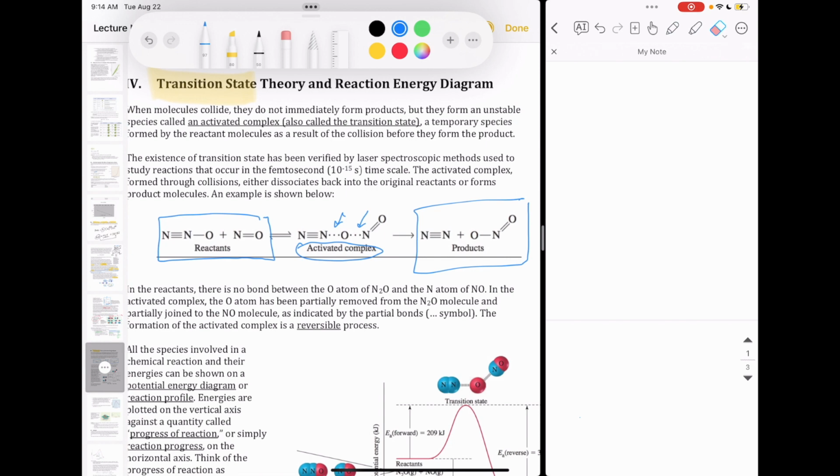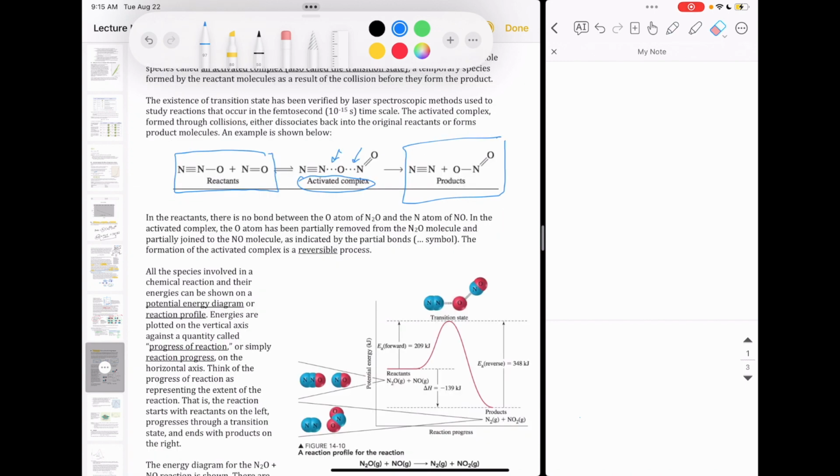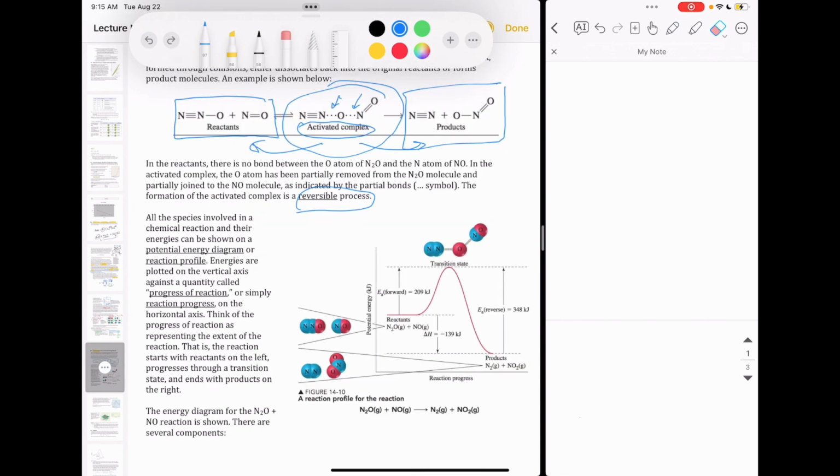The molecule will have to switch, either going back to reactant or converting to product. The transition state complex is reversible, meaning that you can switch back to reactant or you can go to product. So it doesn't have to just go one way. And the way we illustrate this process from reactant going to transition state and then going to product is using something called the energy diagram or the reaction profile.